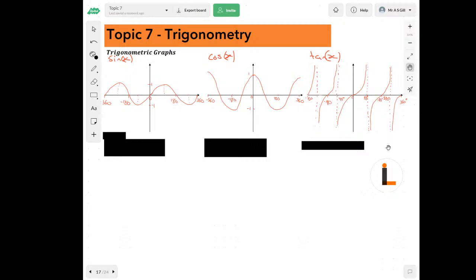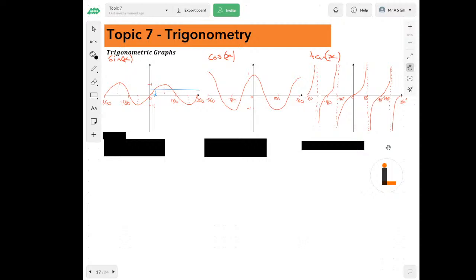Okay. And we can use these graphs and the symmetry rules to work out values of theta. What I mean by that is like this, for example. Let's say I want to find an angle for sine, and when I take the sine of that angle, I get an answer of 0.62. So 0.62 is going to be somewhere here. If I draw a line going through my sine graph, I can see I get two values. The calculator will always give us this first value here, the acute value.